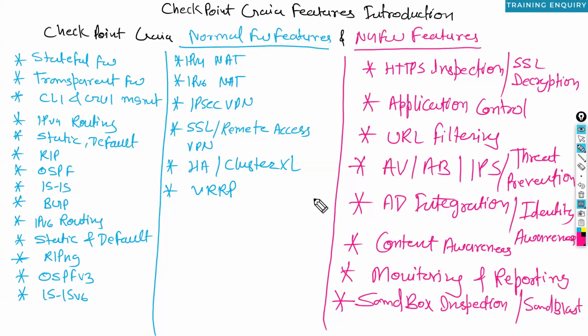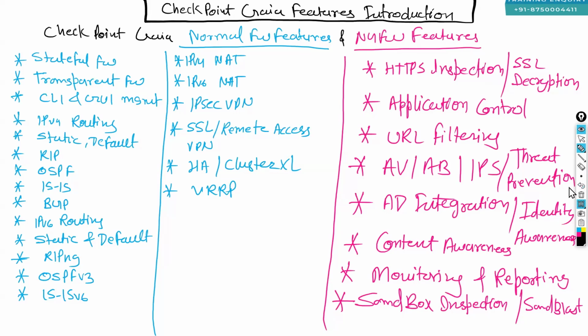So these are the features provided or supported by Checkpoint Firewall. If someone asks what is special in Checkpoint Firewall, we can tell them that Checkpoint Firewalls use the Gaia operating system, and Checkpoint Gaia has normal firewall features and next generation firewall features.